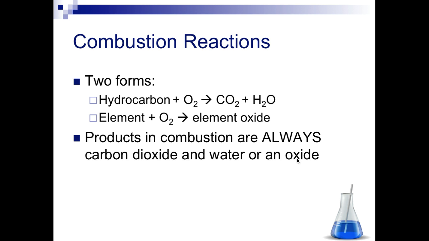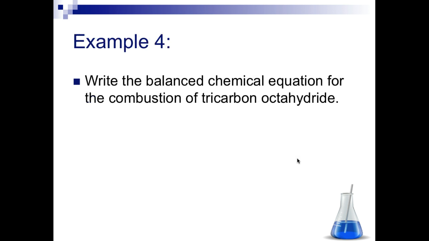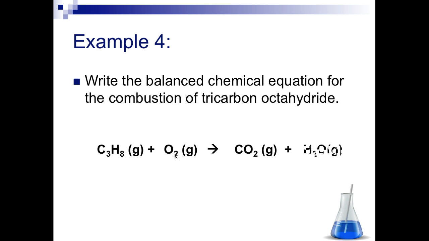So let's look at 2 examples. We're going to do an example of each. So first, write the balanced chemical equation for the combustion of tricarbon octahydride. The first thing you have to do is remember, what does tricarbon octahydride look like? You should be very comfortable and understand that it's C3H8. That's going to react with oxygen gas. And since we have a carbon-hydrogen compound plus oxygen gas, the only thing it will make, always, always, always, is carbon dioxide and water.